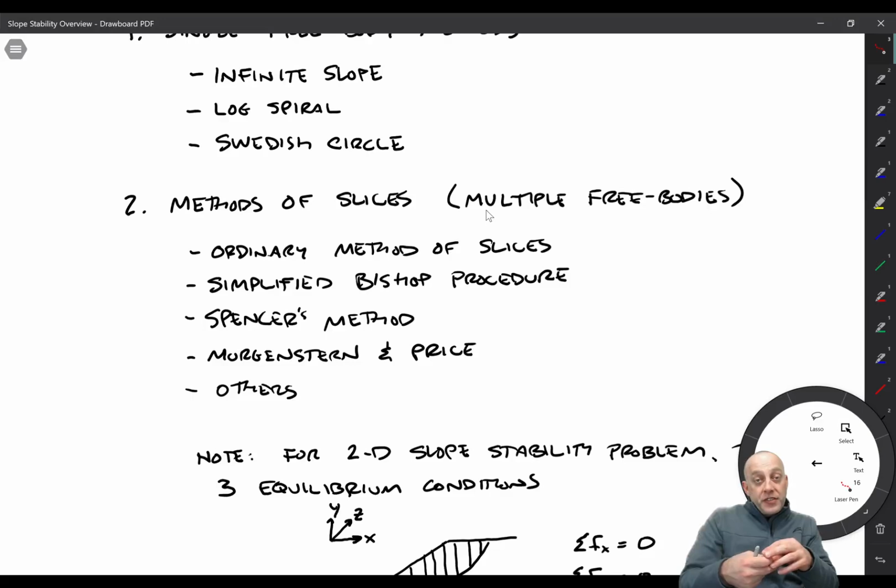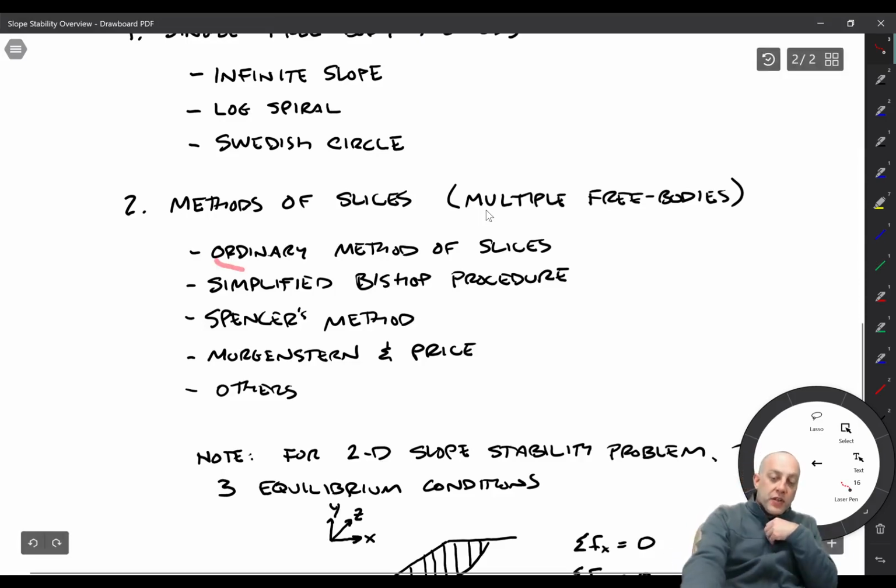There are a lot of different assumptions we can make about how the slices interact with each other. Therefore, there are a lot of different procedures of slices because they all make different assumptions. So there's the ordinary method of slices, kind of like the first method that was developed. Then there's the simplified Bishop procedure. Then Spencer's method and Morgenstern and Price.